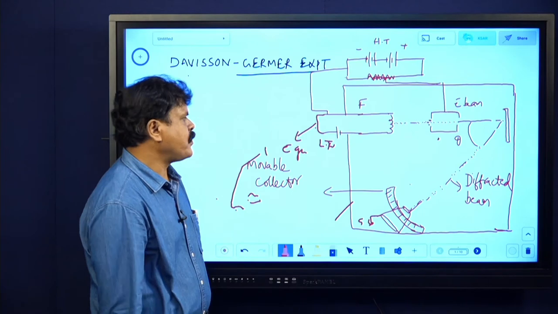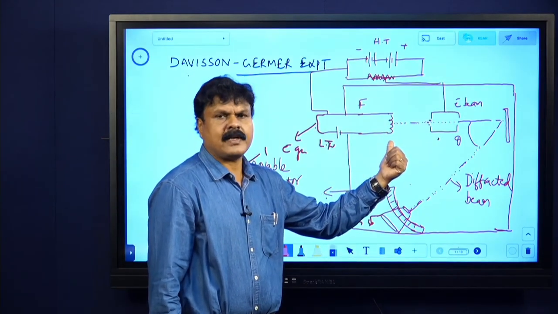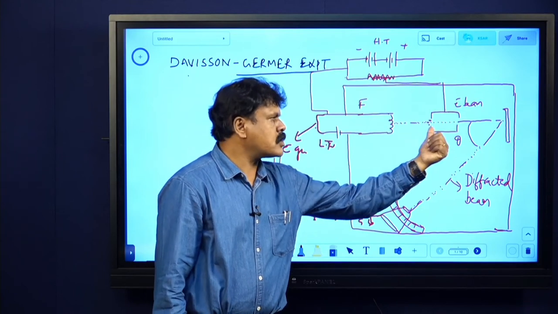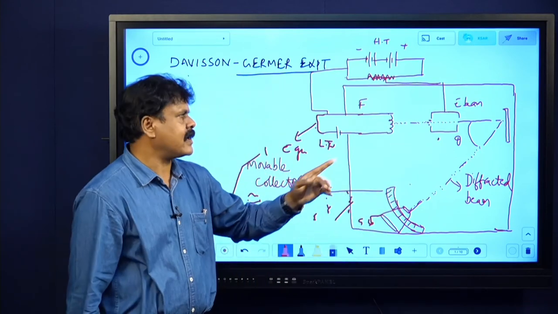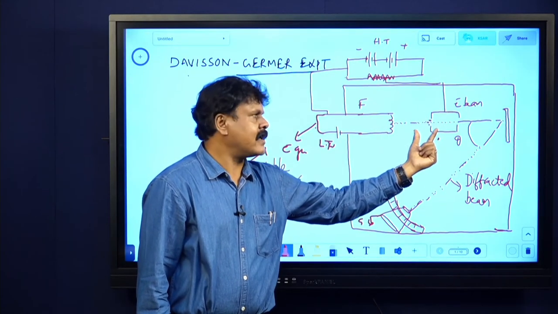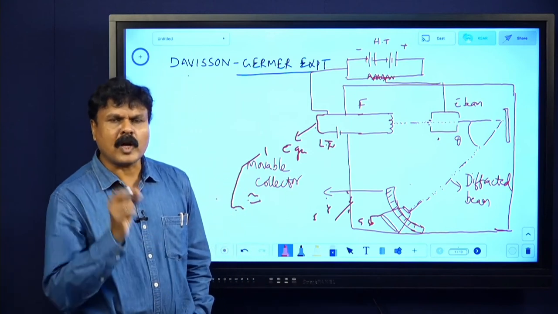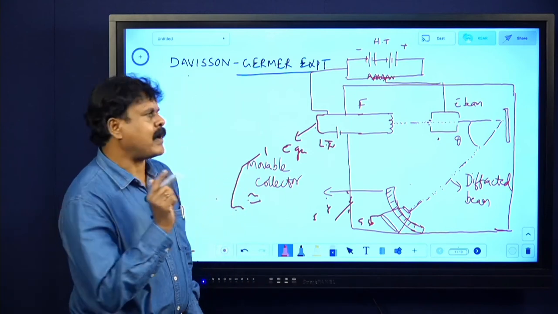And then the explanation. Say the electrons emitted by the tungsten filament are passed through, to make it very simple I am telling, this cylinder. When they are coming out of the cylinder, they will become a collimated beam. What do you mean by collimated beam? It means it is a parallel beam.